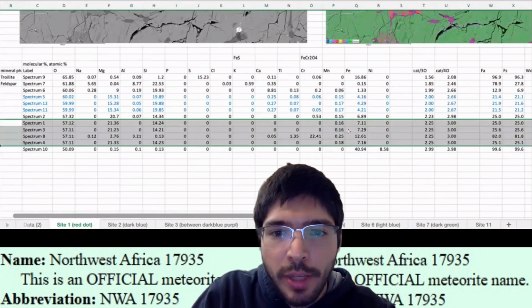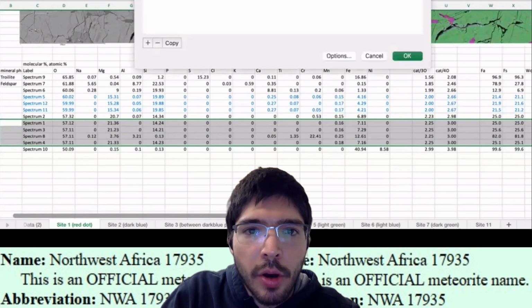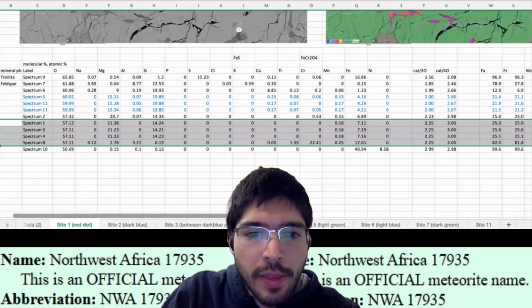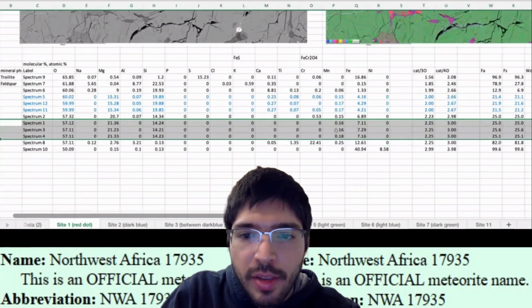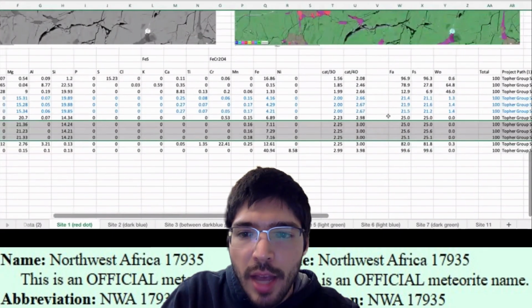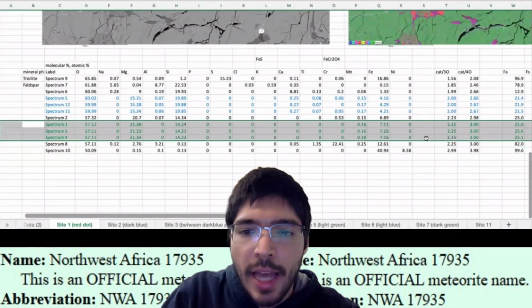And the way I normally do it is I just filter by the chromium content. So that would be column O. And then it just filters them out. So then I look at these 3 and I say, okay, they have a lot of silicon. They look very similar, almost identical in the amount of each element. And then I look at their fayalite numbers and they're very, very close. So this is olivine and it's very equilibrated.